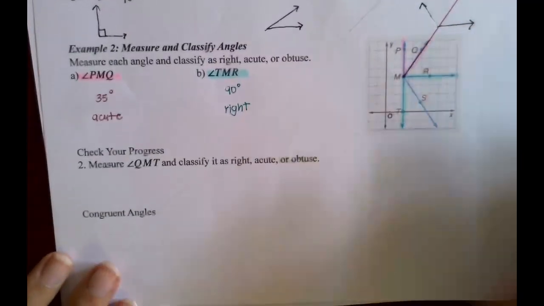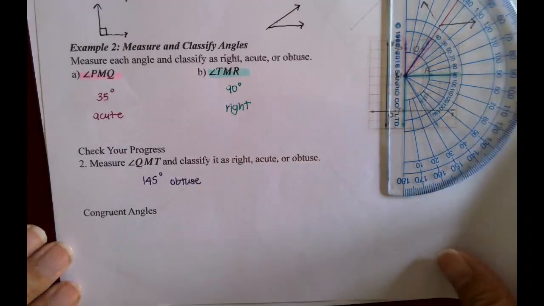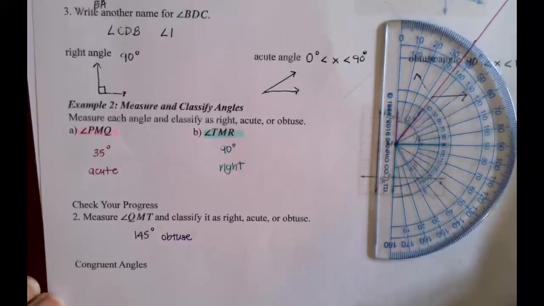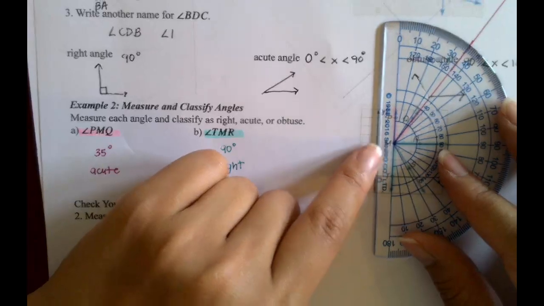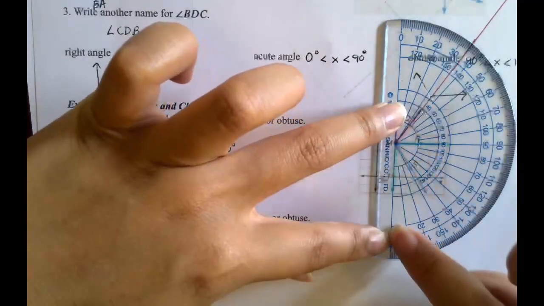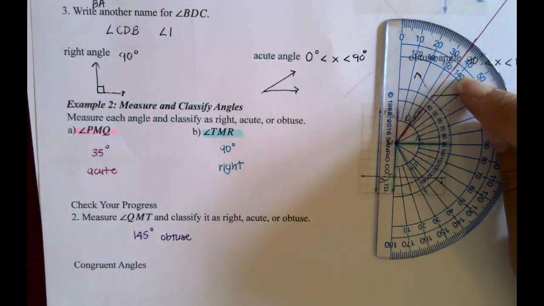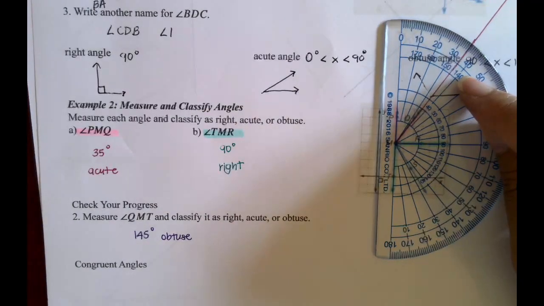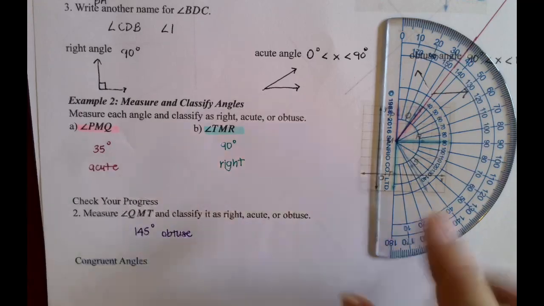Okay. You're going to try CYP2, measure angle QMT, and then you're going to classify it as right, acute, or obtuse. Okay. I got 145 degrees for my QMT. Again, matching it with M. Lining up the bottom with one of the sides, I got 145. The book, since theirs was a little bit off, they put it as 150. But either way, that would be an obtuse angle.